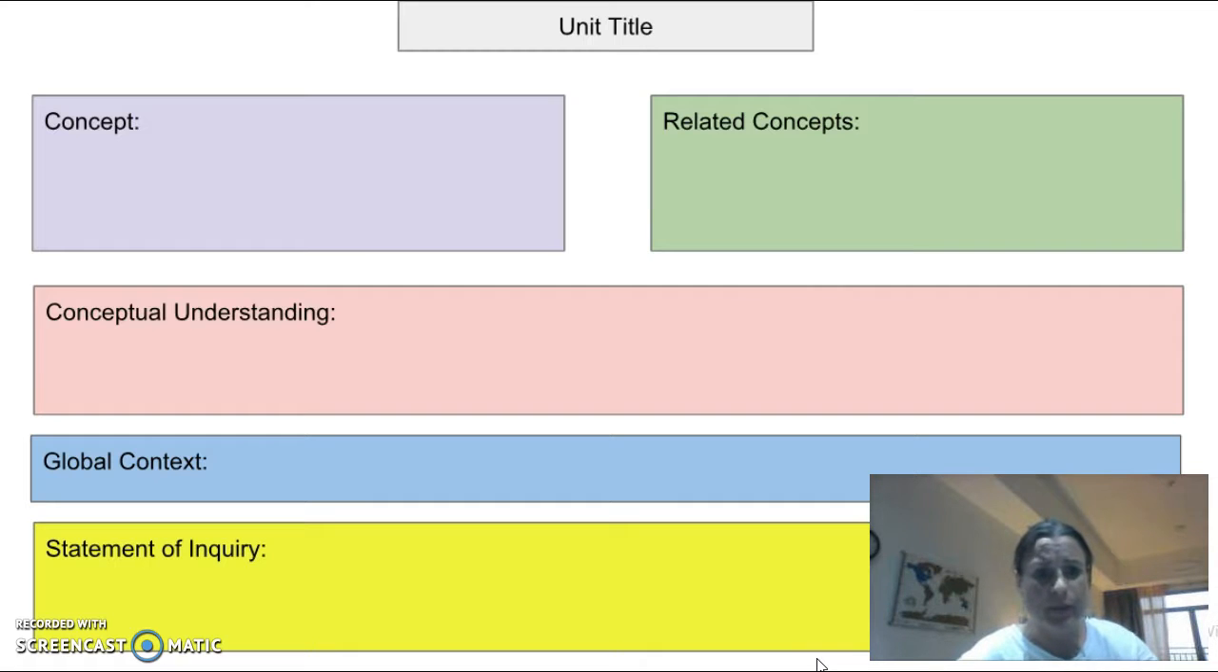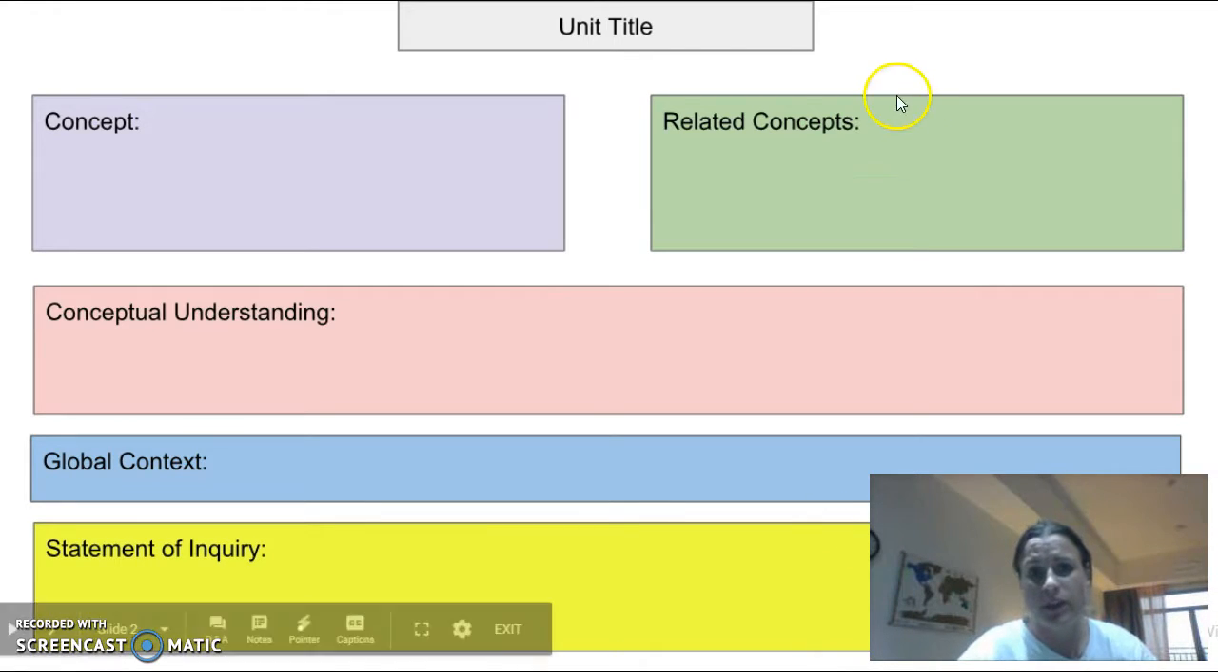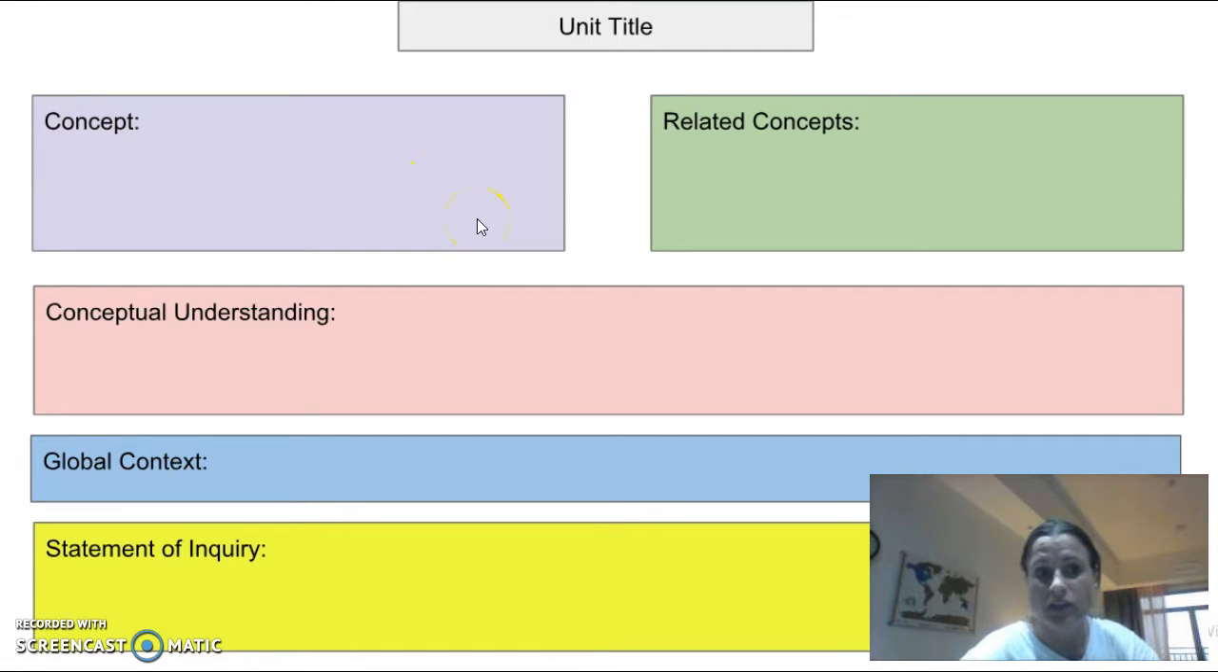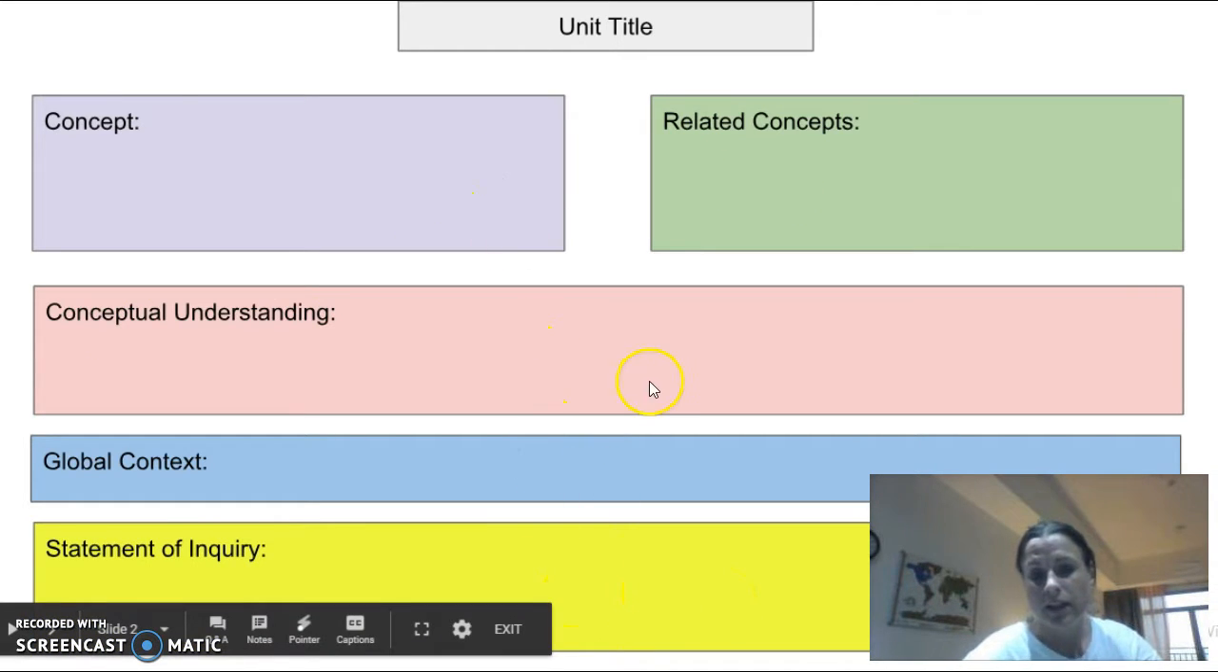This should be a bit familiar to you, so we'll start with a unit title. We all have chosen a concept, and there are three concepts: systems, change, and I can't remember the third one. And then there are related concepts that we should have chosen. Please make sure that you've only chosen two of these. This isn't in the unit plan, but it's something that we have been doing this week, and it puts together the concepts and the related concepts, and it makes it a lot easier to get the statement of inquiry.